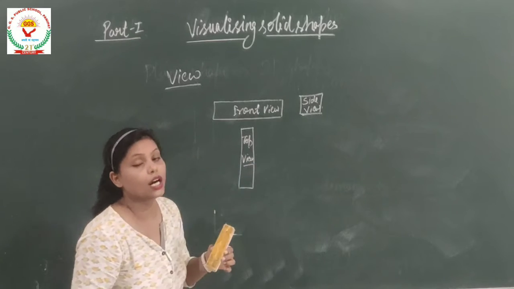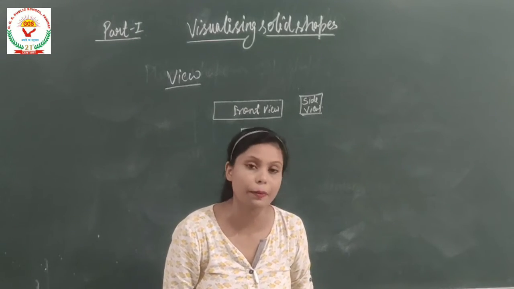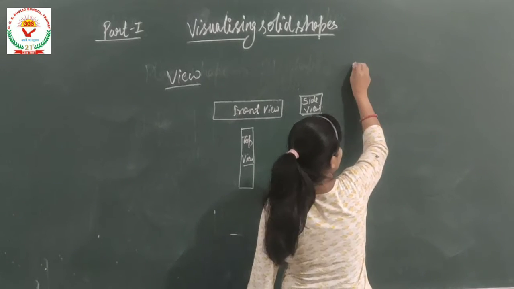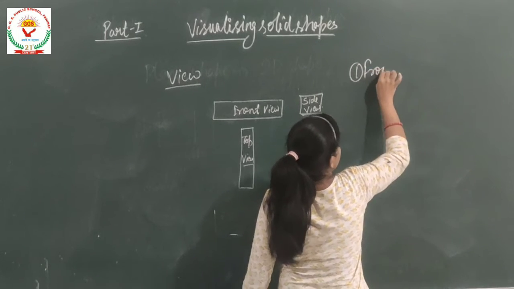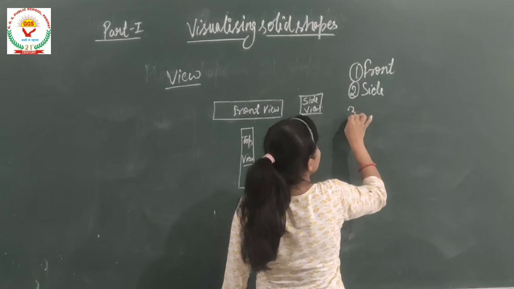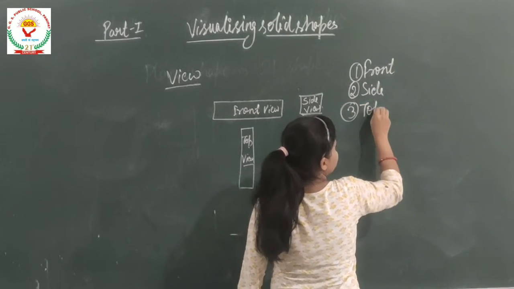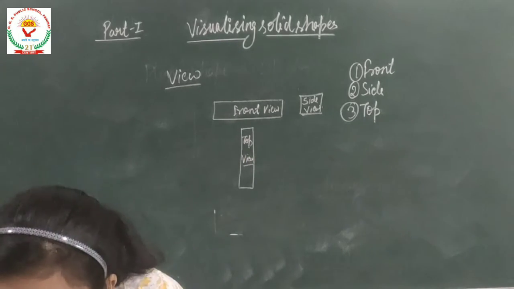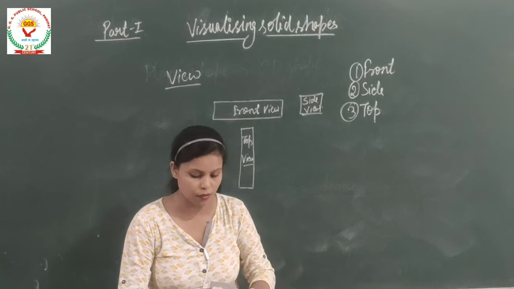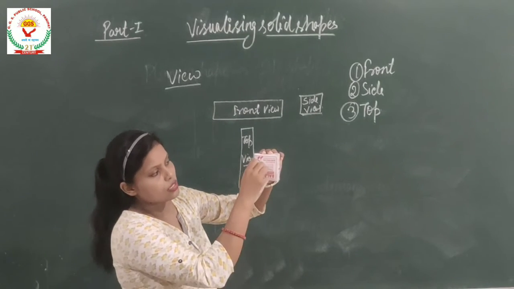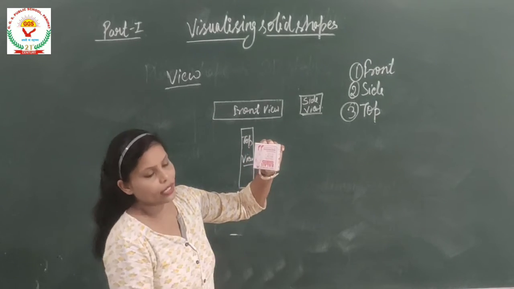That means a thing or 3D shape can have different views. So in this chapter we will study about only three views, that is front, side and top. Alright. So let's take another example. So I have a chalk box. Alright. So the front view is this. This one is front view.